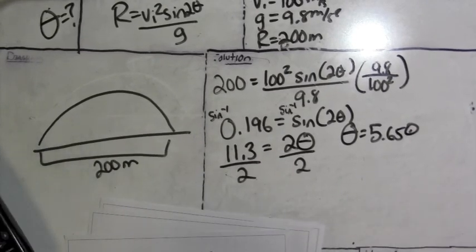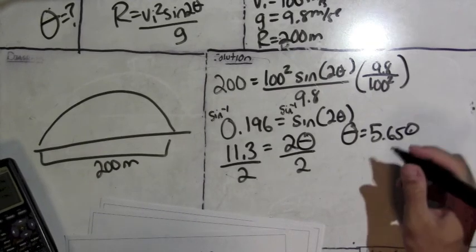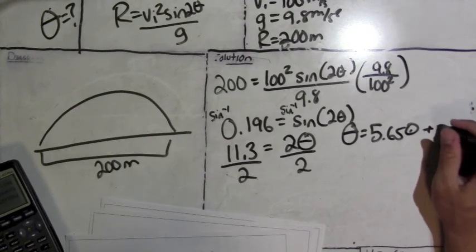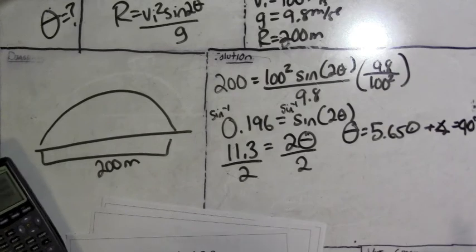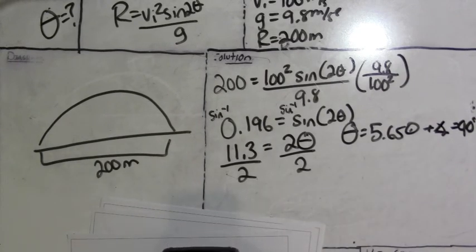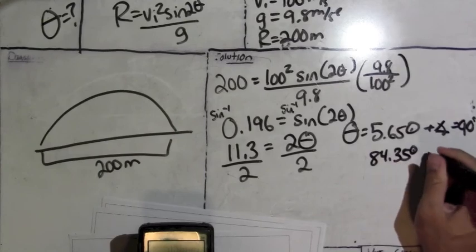But the question says, what two angles could it have been launched from? It turns out that any two angles that are complementary, in other words, any two angles that add up to 90, will actually land in the same place. So if we do 90 minus 5.65, we get 84.35 as our second angle.